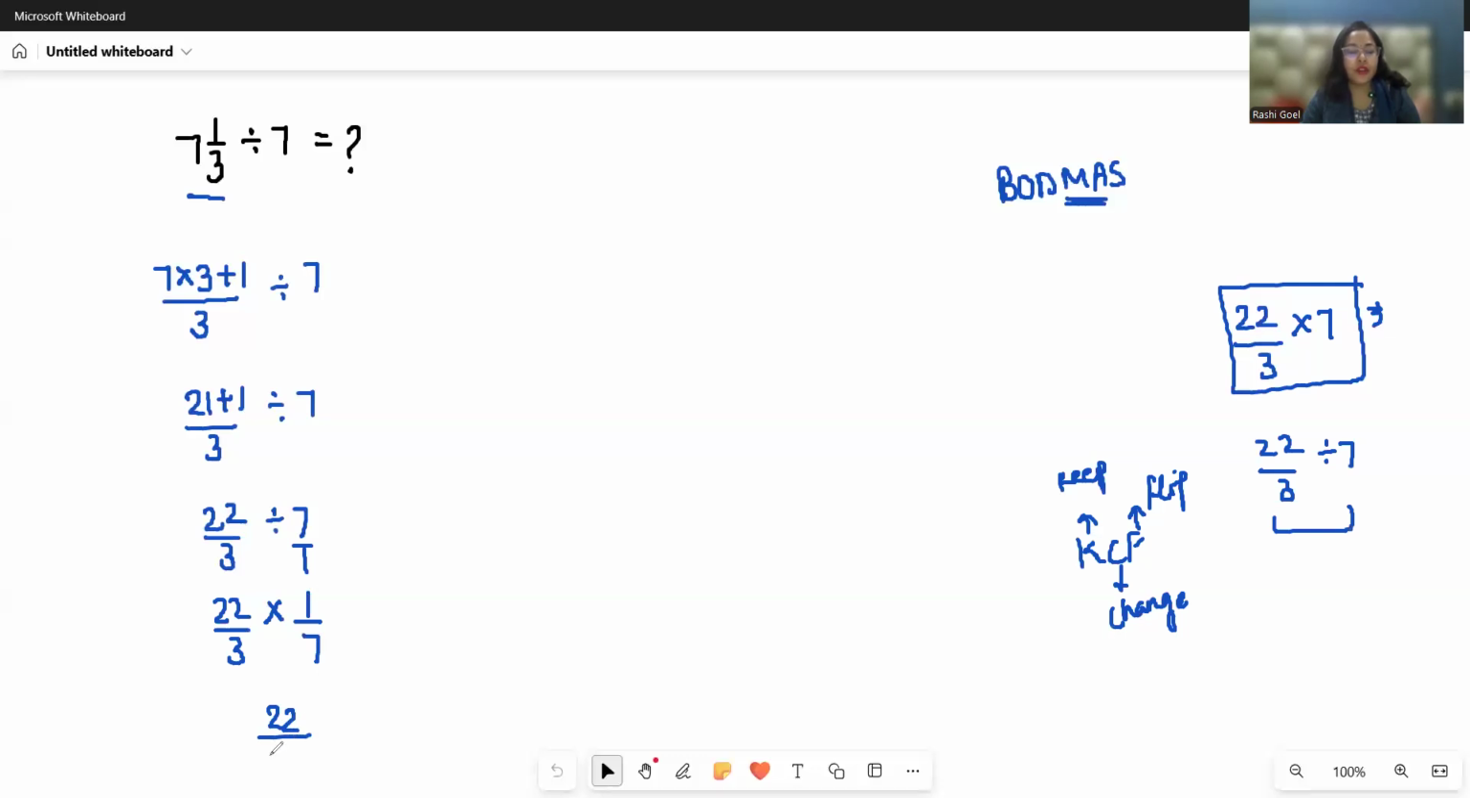So what is our answer? 22 by 21. I hope it's clear and you find it useful.